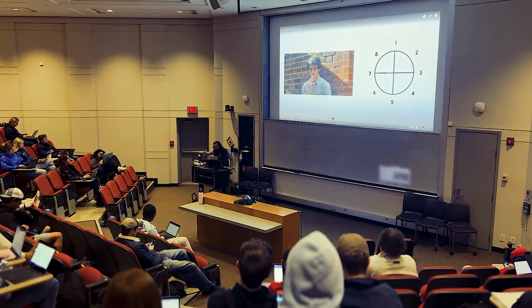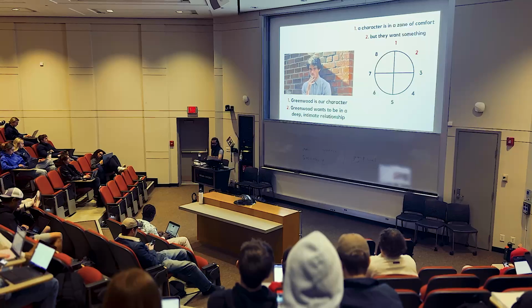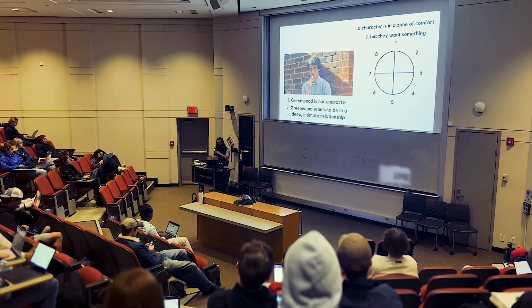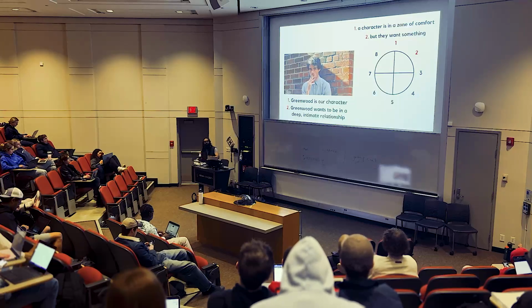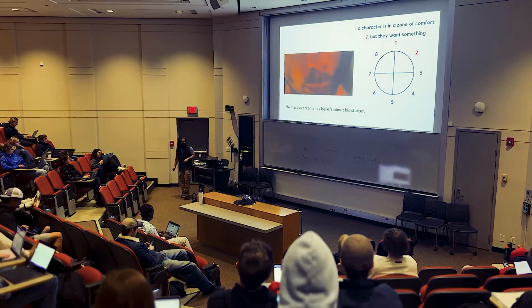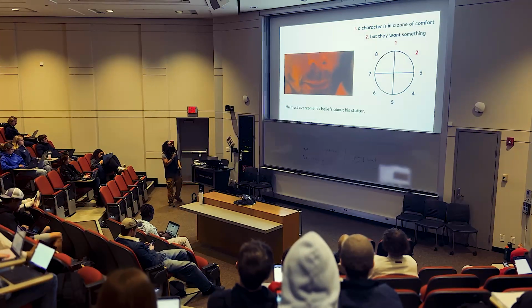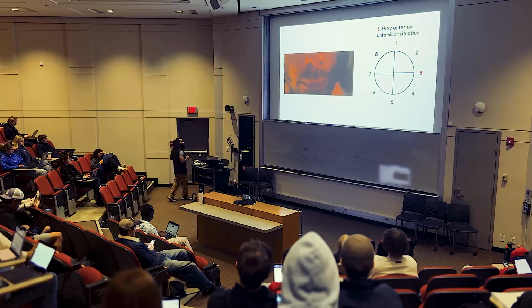So we already have the first 2 points on the story circle. We have a character, Greenwood, and we know what he wants, to be in a deep, intimate relationship. And we also know what holds him back, his beliefs about his stutter. Now let's look at point 3.